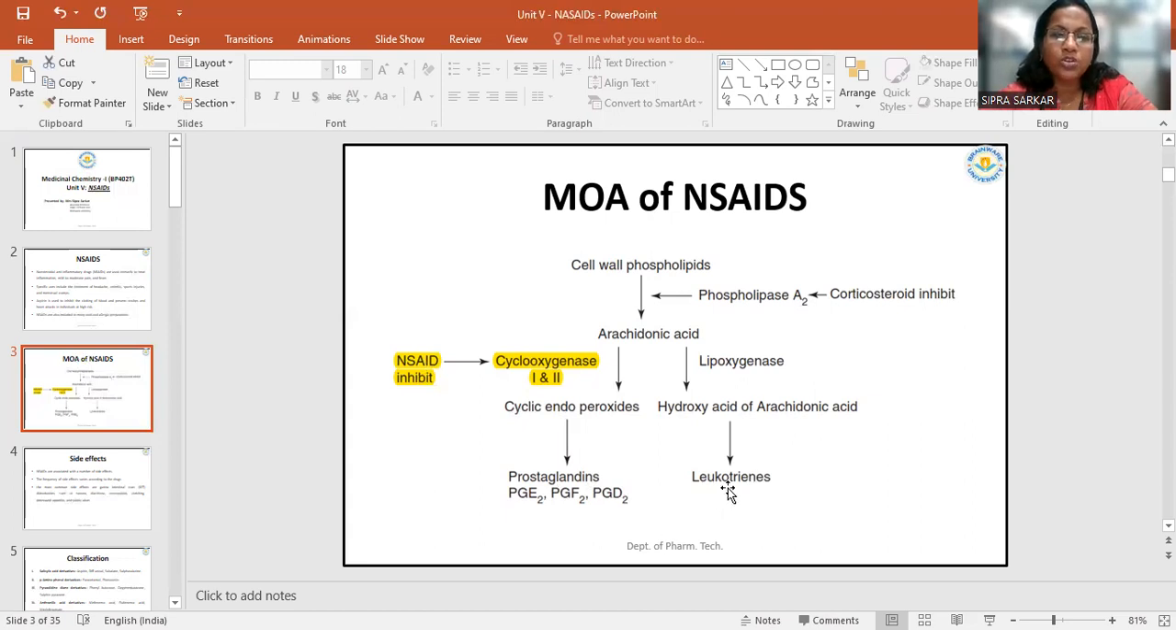Okay, so there are two types of drugs which inhibit cyclooxygenase and lipoxygenase. One is the cyclooxygenase inhibitor, commonly known as the COX inhibitor, and the other is known as the LOX inhibitor. These are the general drugs, and some of the newer inventions are also LOX drugs.